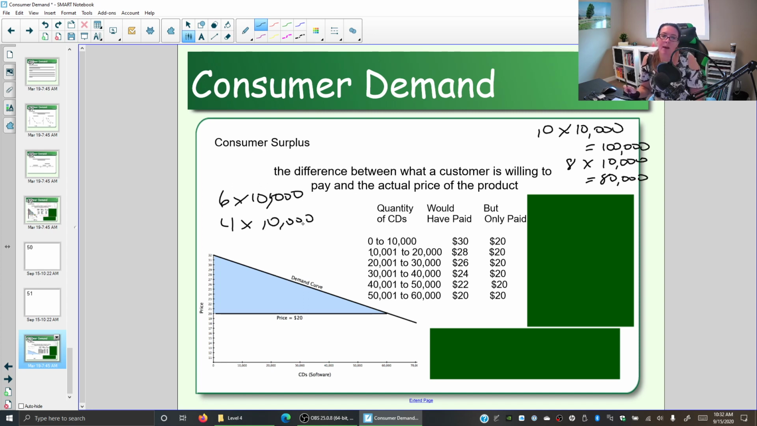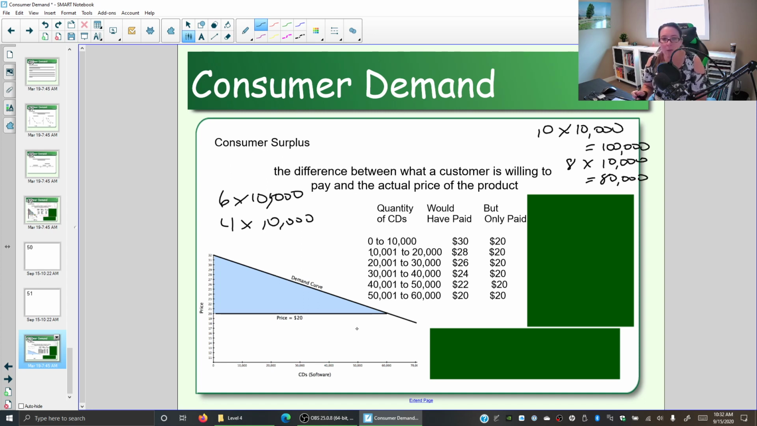So take a moment and figure out the total consumer surplus. How many units are we going to get? And how much is the difference between what we're willing to pay and what we actually pay? So how much of a deal are we getting?